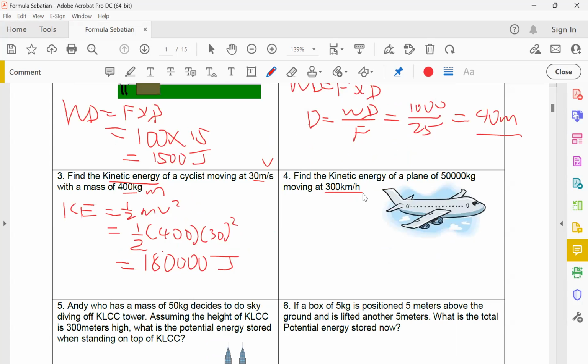Okay, then question number 4 is when it starts to get tricky. You'll notice that the units here are actually different. How do you convert this into meters per second? What do you get for your speed, your velocity, in meters per second?